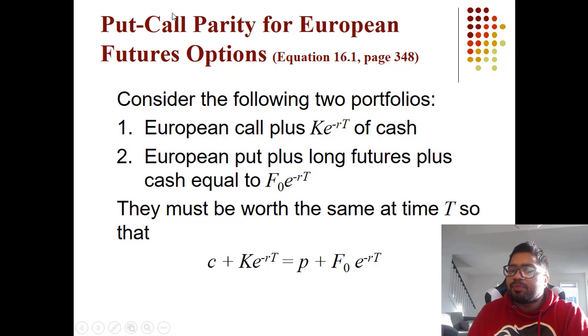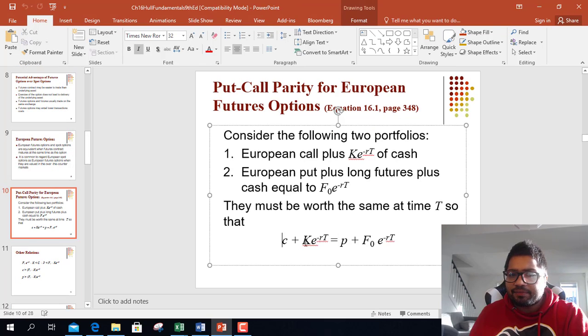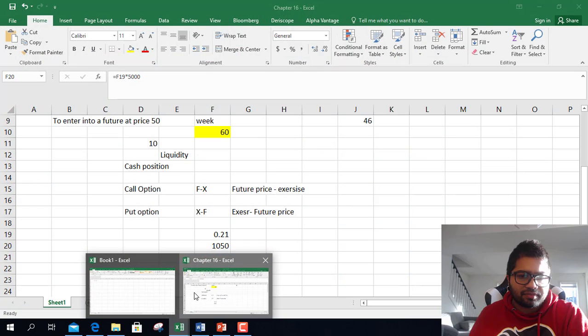Now you have to change the put call parity function that we have already studied. Put call parity in the case of future options is call plus the discounted price of the bond, so exercise price into e to the power minus RT, is equal to put plus future price, which is discounted at the risk free rate. So this is the put call parity. I'll copy this to the Excel.